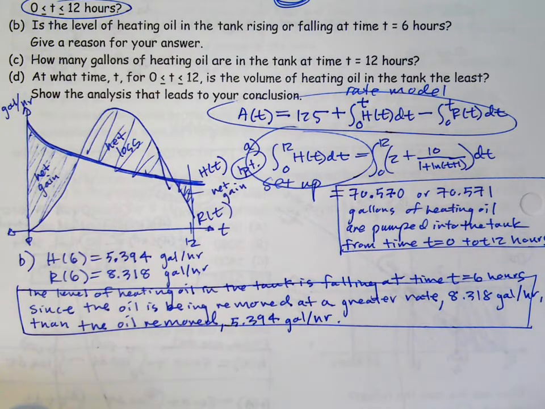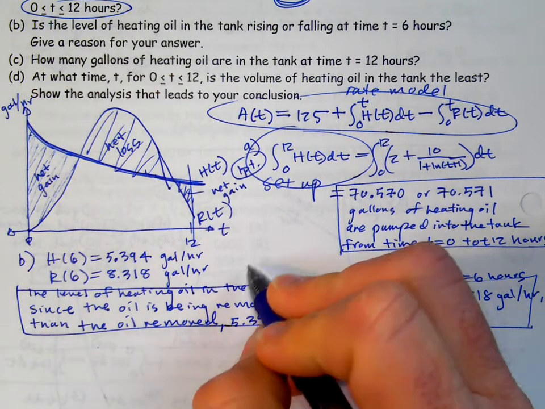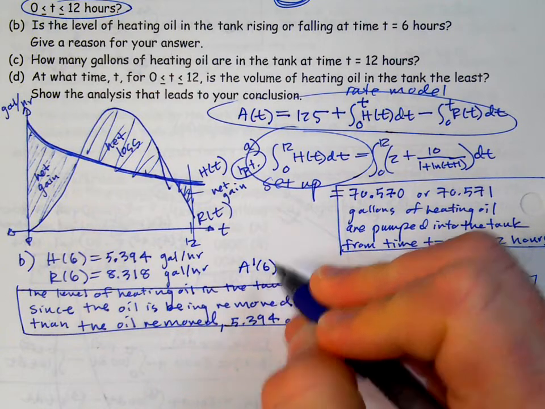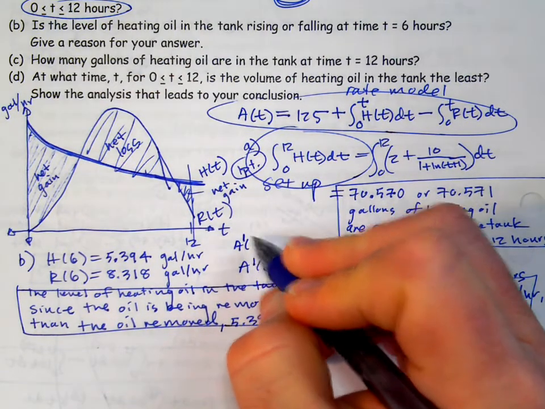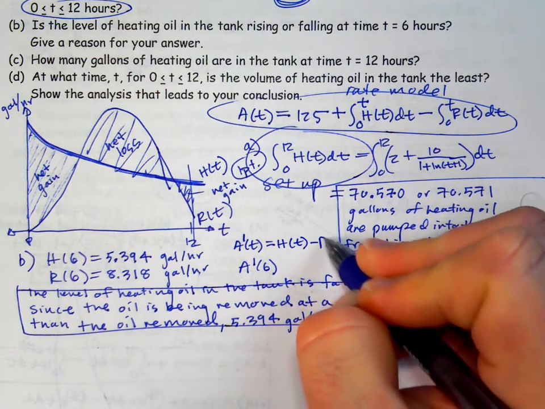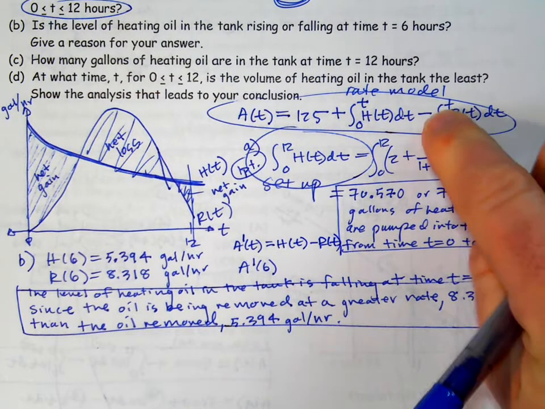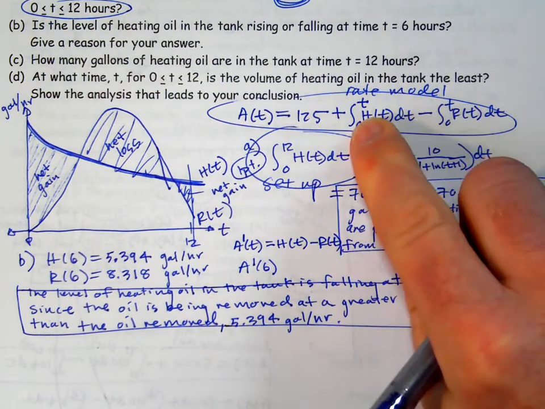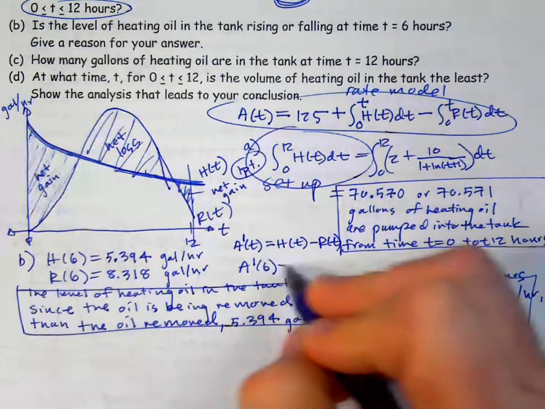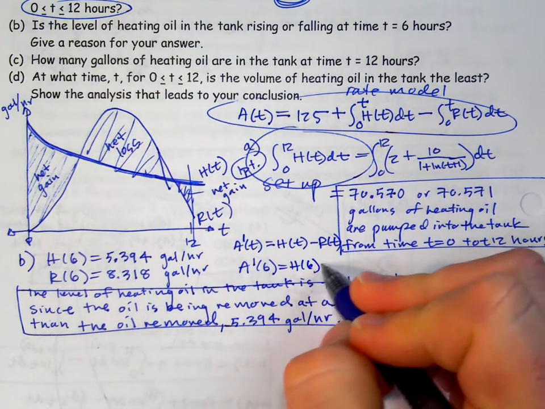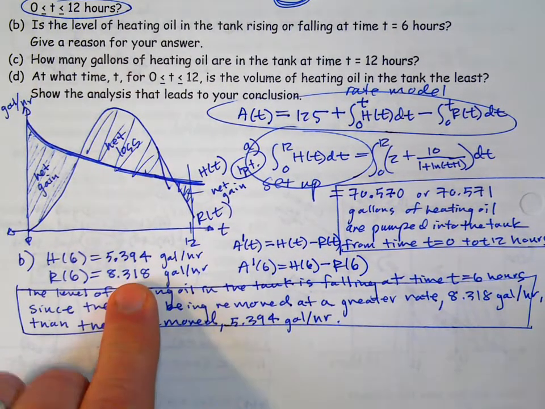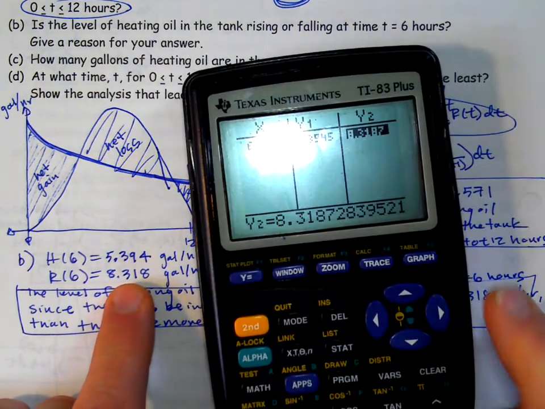Now, there's other ways you could have answered it. You could have actually said, what's the overall rate at time 6? And so the overall rate, and we wrote this before, is going to end up being the entering rate minus the leaving rate. When you take the derivative of your rate model, that goes to 0. Fundamental theorem of calculus part 2 ends up just giving me H(t) minus R(t). So you could do this and calculate this value instead, and it would involve these numbers right here, but you would subtract them.